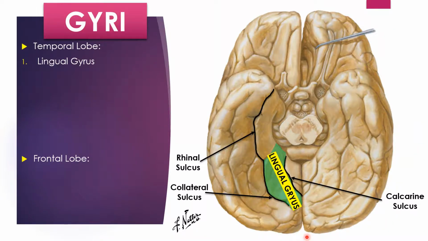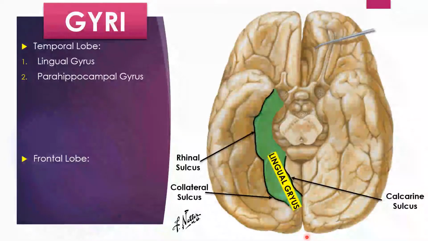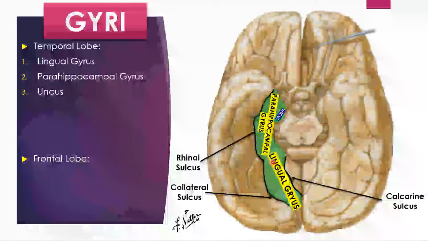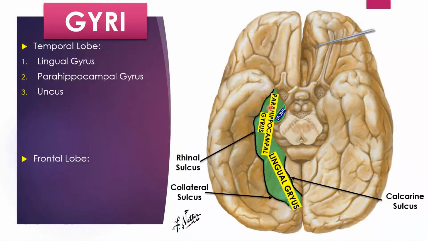Anterior to the lingual gyrus there will be the parahippocampal gyrus, or anterior continuation of the lingual gyrus will be the parahippocampal gyrus. And the parahippocampal gyrus will end as a hook like part. ठीक है, hook like end दे देगा, and this hook like part will be called as the uncus. ठीक है, lingual gyrus continuous as a parahippocampal gyrus which is ending as a hook like extension which is known as the uncus.